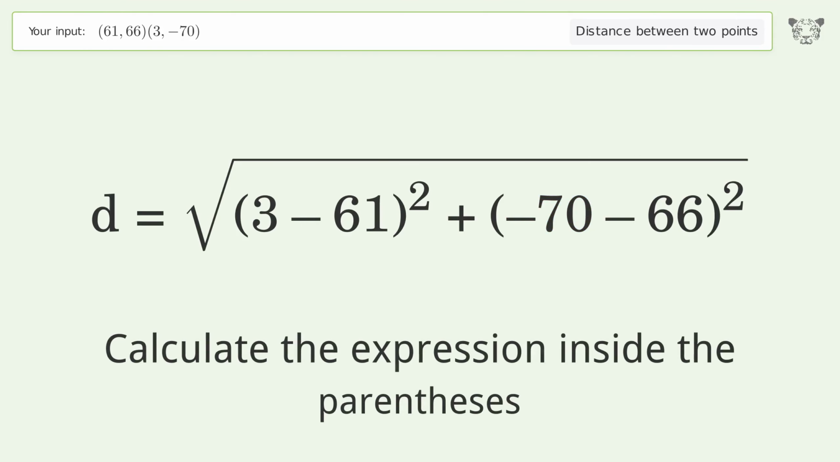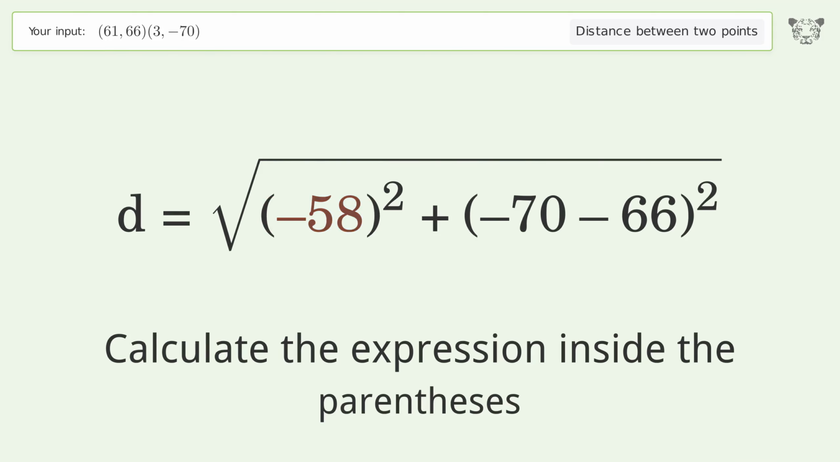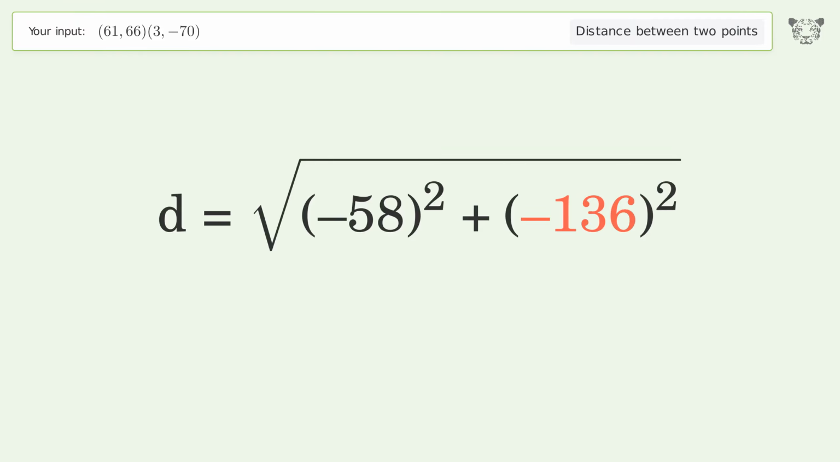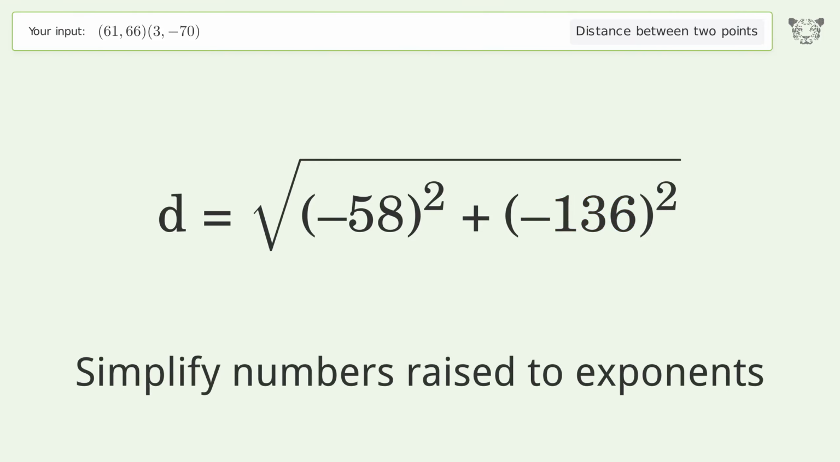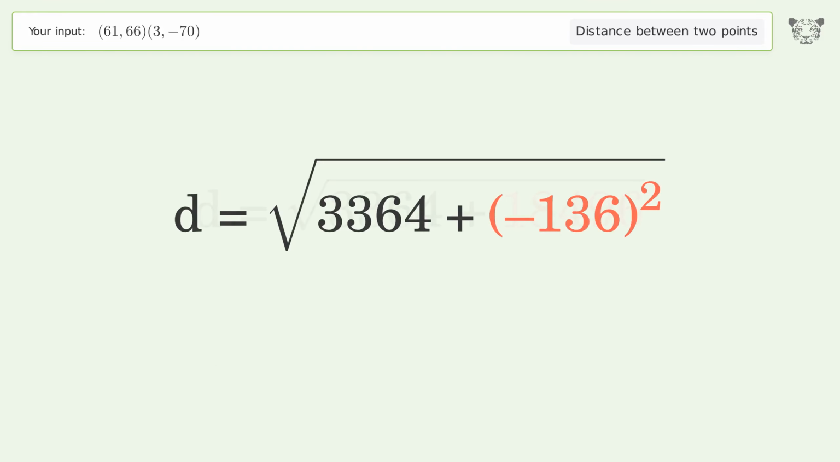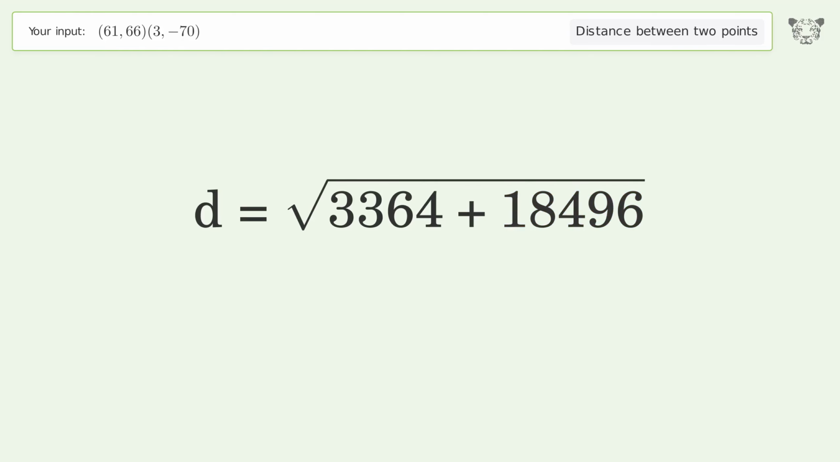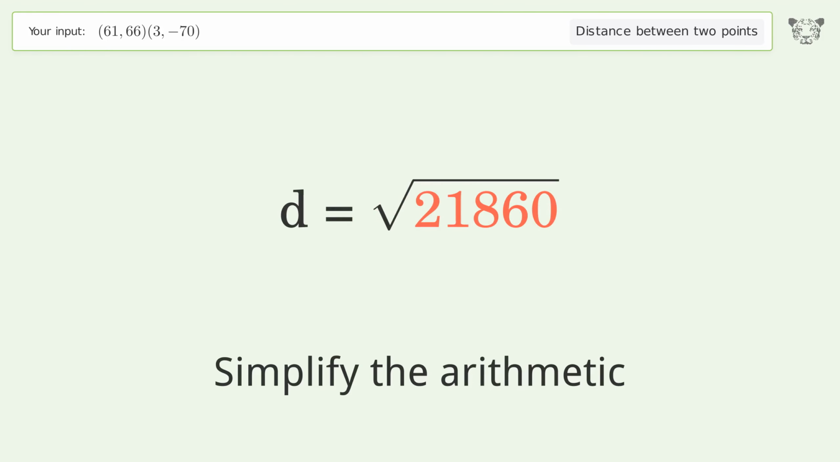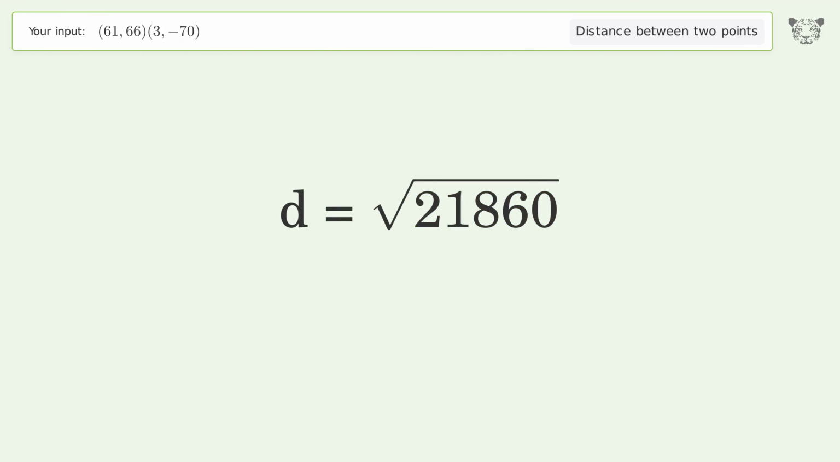Calculate the expression inside the parentheses. Simplify numbers raised to exponents. Simplify the arithmetic. And so the distance between the 2 points is the square root of 21,860 or 147.851.